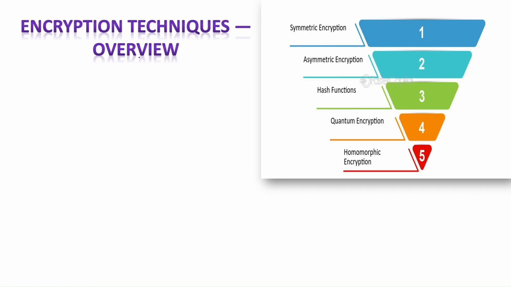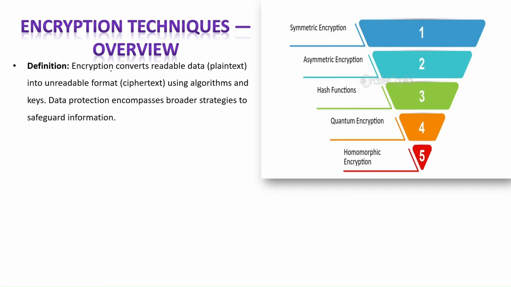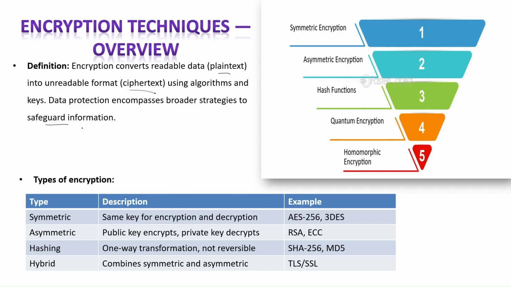So now coming over to encryption techniques. So encryption converts readable data, that is plain text, which is what we are seeing here, into an unreadable format, that is ciphertext, using algorithms and keys. So data protection encompasses broader strategies to safeguard information. So these are some types of encryption. You must know and differentiate between them.